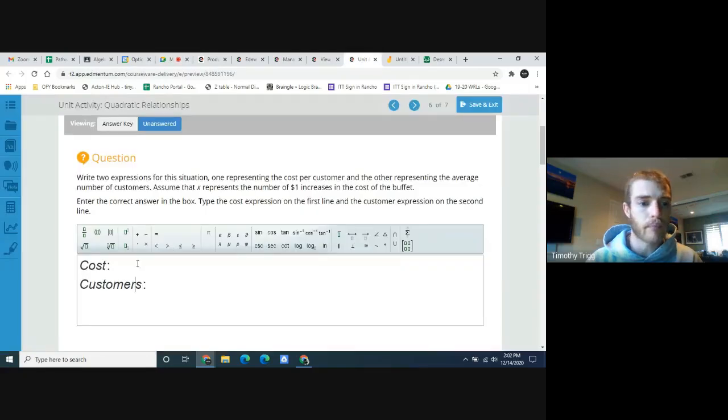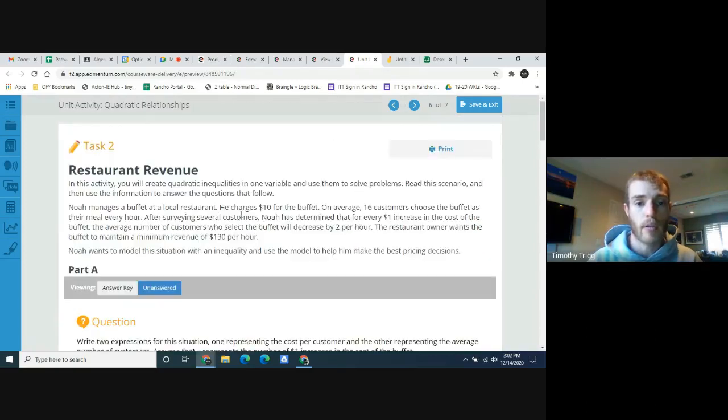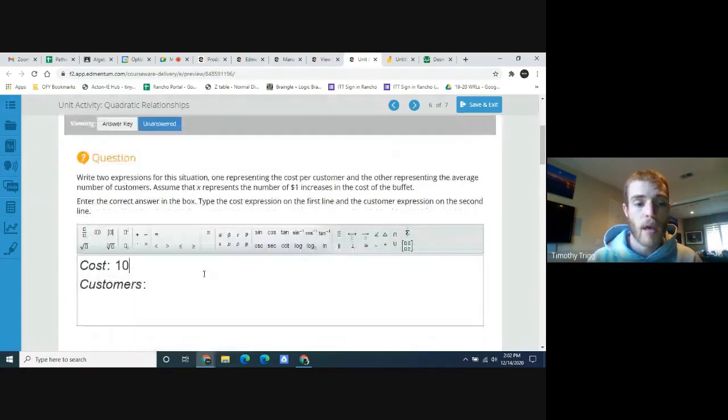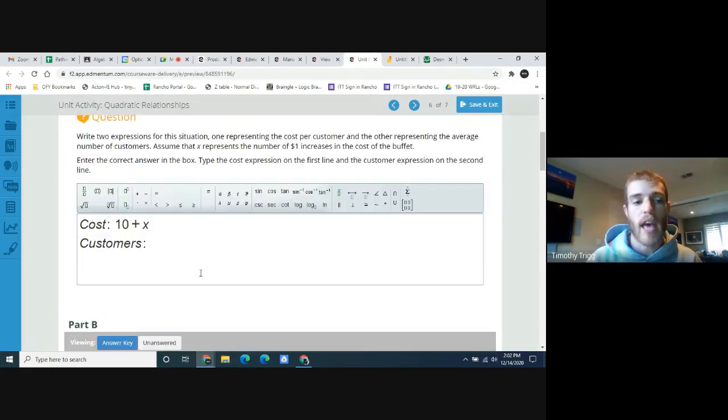So for the cost equation, the original cost was 10. Look at this, it charges 10 for the buffet. But he wants to know, we're going to increase it by x dollars. So x is the number of dollar increases. So if we only increase the price by $1, then the total cost would be $11.